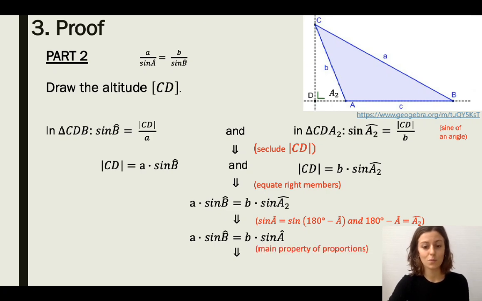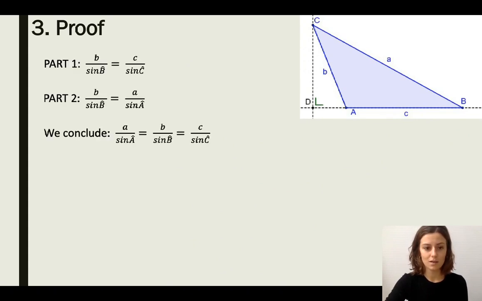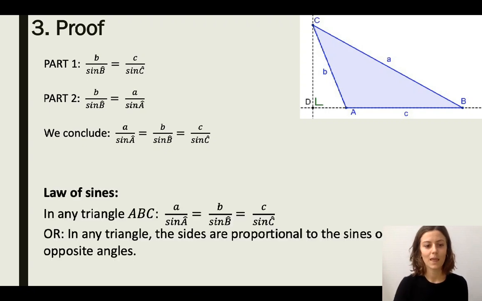And once again, because of the main property of proportions, we can conclude that b over sine of B equals a over sine of A. If we take a look at part 1 and part 2, we now see, and we can conclude, that a over sine of A equals b over sine of B equals c over sine of C. So we've now proven the law of sines. In other words, we can say that in any triangle, the sides are proportional to the sines of the opposite angles. I hope that this was clear to you and that you can now use it in any given example.